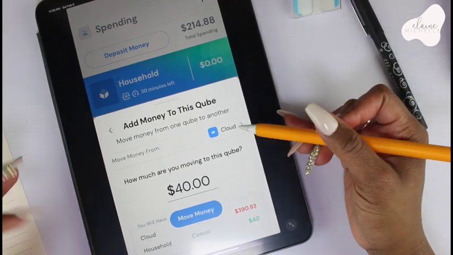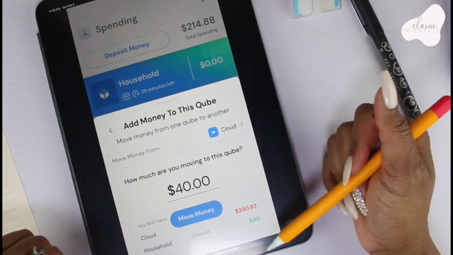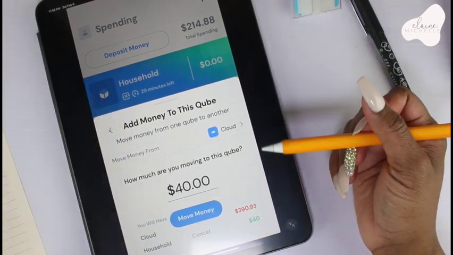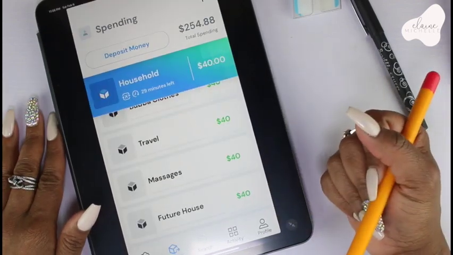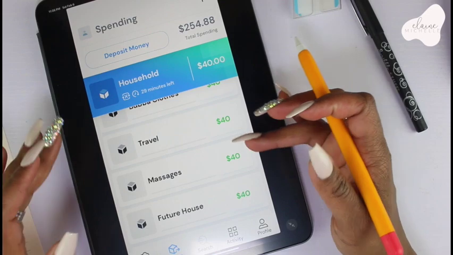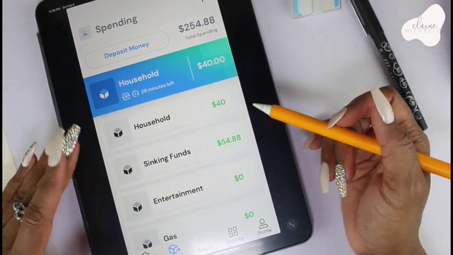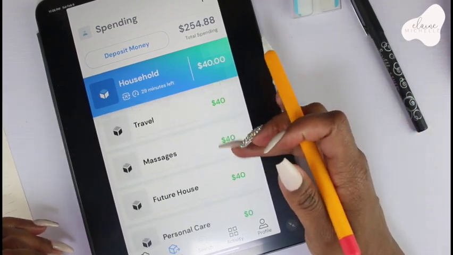So that's a thing. So we are going to move that money from the cloud, because that's where our money goes whenever we're there. We're moving that money to the household. So we're going to put move money. Boom. All right, so let's go on to the next category, which is personal care.